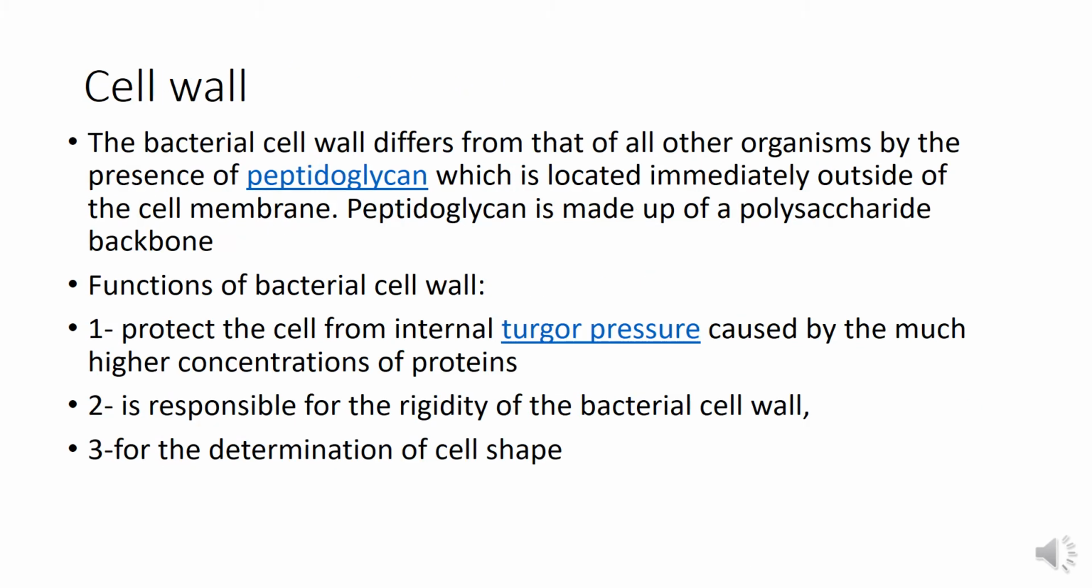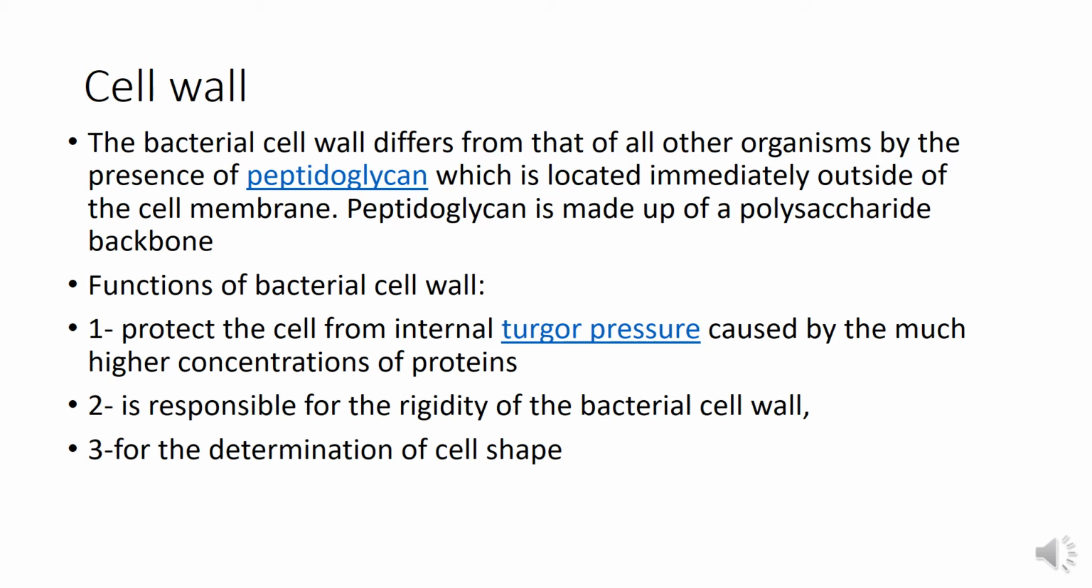Cell wall. The bacterial cell wall differs from that of all other organisms by the presence of peptidoglycan. Peptidoglycan is the cell wall that surrounds the bacteria, and it comes in two types, thin and thick, located immediately outside of the cell membrane. Peptidoglycan is made up of a polysaccharide backbone.